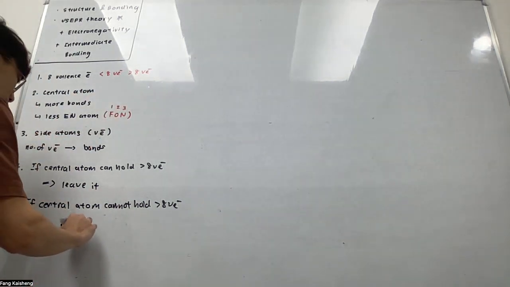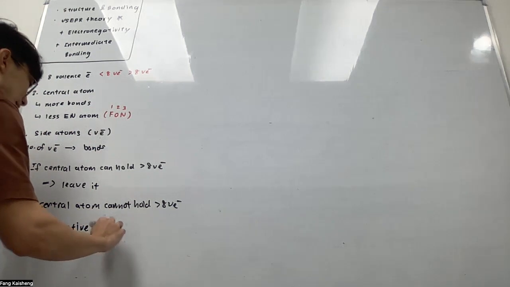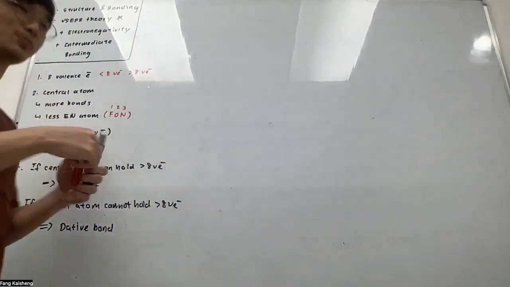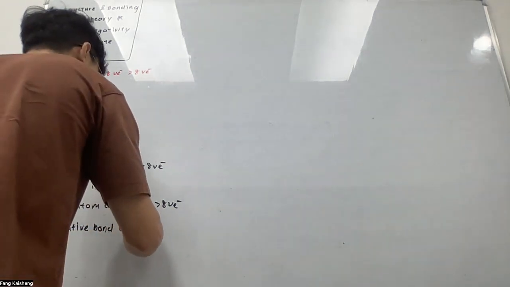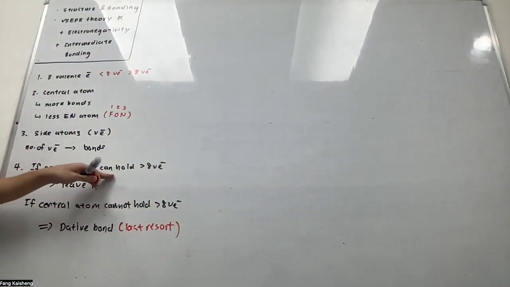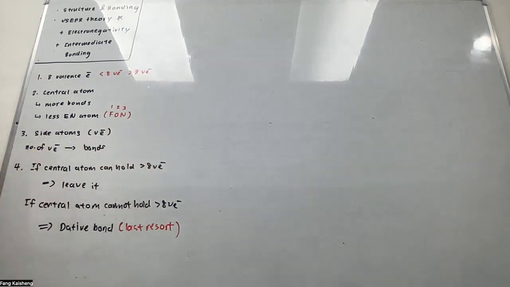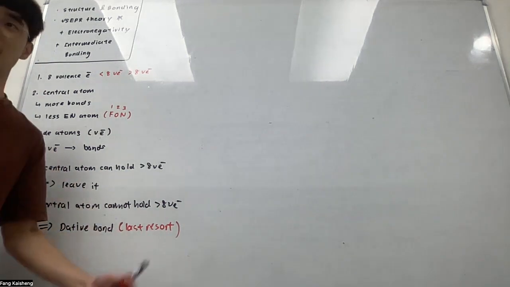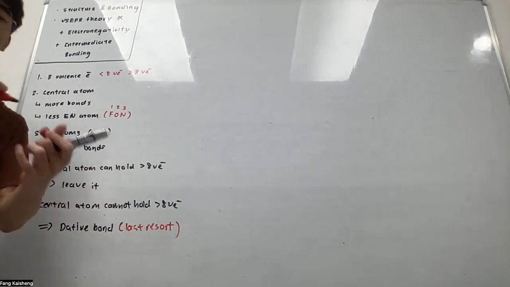So the dative bond, I already mentioned before, is the last resort. It's been a while since we talked about this, so let's just do a quick recap. It is the last resort, meaning to say, if you can expand the octet, if you can hold more than 8, that's your answer. If cannot, then you change to a dative bond. You shouldn't be going into a dot and cross diagram expecting to draw a dative bond. It should be the last thing that you think of.